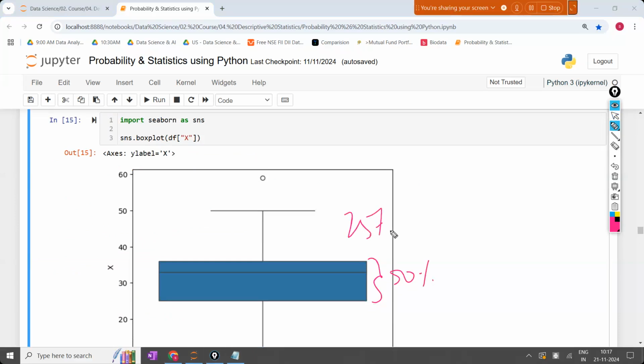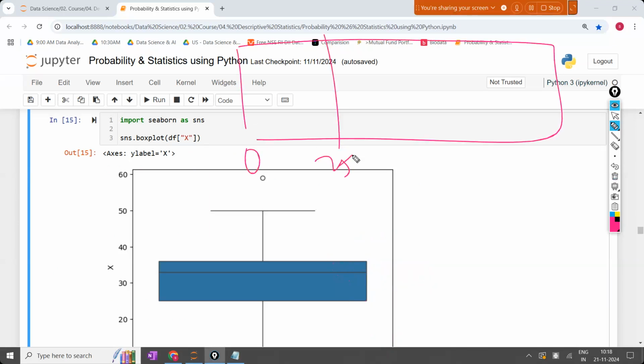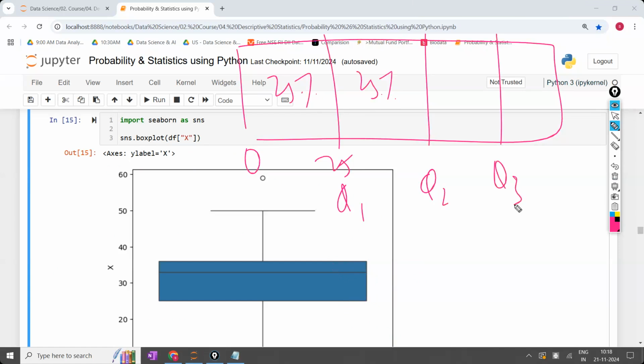This side 25% of the data, this side 25% of the data. From 0 to 25, 25% of the data. From here to here, that is Q1 to Q3. I'm not saying from Q1 to Q2. Q1 to Q2, 25%. Q2 to Q3, 25%. Q3 to maximum value, 25%. If you divide the entire data into 4 parts: till Q1, 25% of the data; till Q2, 25% of the data; till Q3, 25% of the data; from Q3 to the maximum value, 25% of the data. Out of 100%, the data will be distributed in this way.